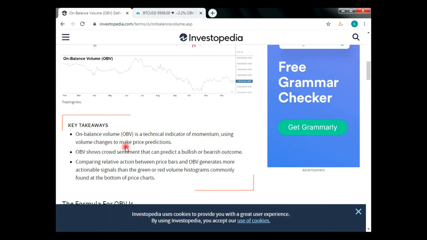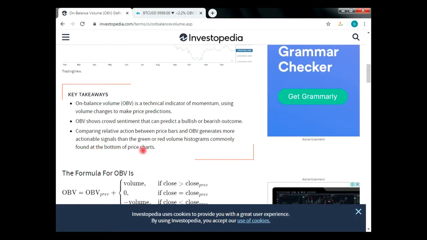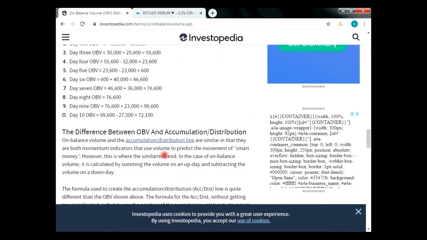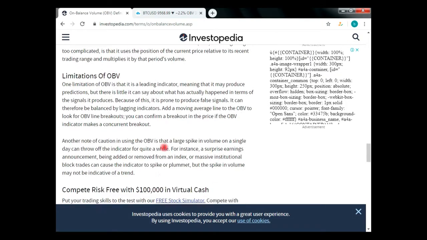Okay, let's see what exactly OBV shows us. On Balance Volume is a technical momentum indicator using volume changes to make price predictions. It shows the crowd sentiment that can predict a bullish or bearish outcome. Comparing relative action between price bars and OBV generates more actionable signals than the green or red volume histograms commonly found at the bottom of price charts. Okay, let's scroll down and see how it's calculated.